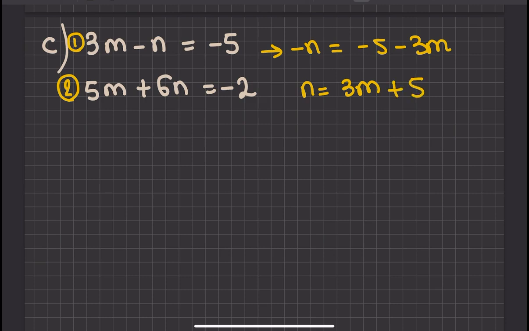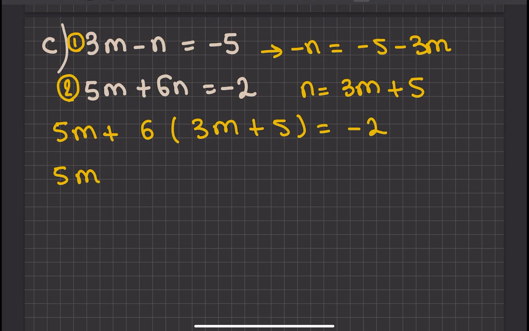So I have my n here. What I'm going to do is plug it in instead of n in the second equation. So it's going to be 5m plus 6, and instead of n, I'm going to write down 3m plus 5, equals minus 2. I have 5m here plus 6 times 3m is plus 18m, and plus 6 times 5 is plus 30 equals minus 2.